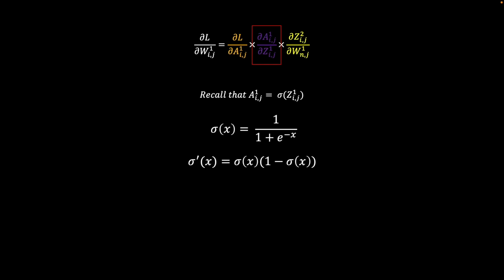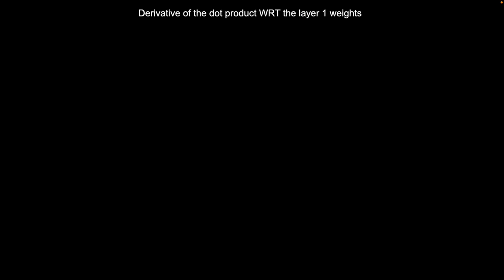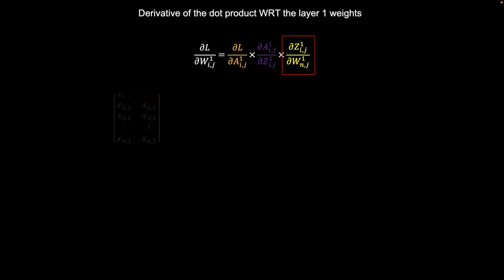Now we need to calculate the second term of the equation, which is the derivative of A1 with respect to Z1. If we recall that A1 is equal to sigmoid of Z1, calculating the derivative becomes trivial. We can use sigmoid prime of Z1 and conclude that the derivative of A1 with respect to Z1 is simply equal to the sigmoid derivative function applied to Z1. Now we need to calculate the derivative of the dot product with respect to the weights of layer 1, or the derivative of Z1 with respect to W1.